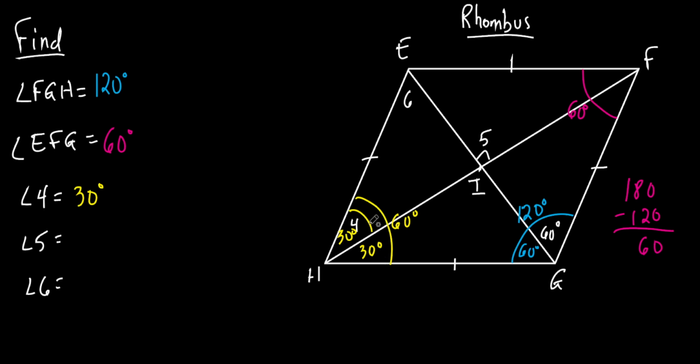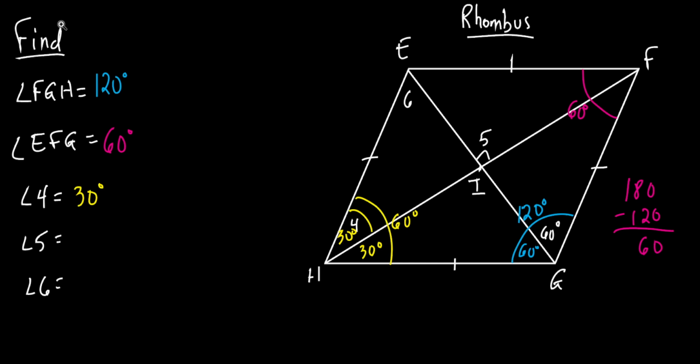Zion, go ahead. How do you start out with 60? I found this. No, for the angle LFGA. They told you this one right here. Yeah. They told you that. Oh, all right. Yeah, they told you. All right. Everybody good so far? Any other questions?